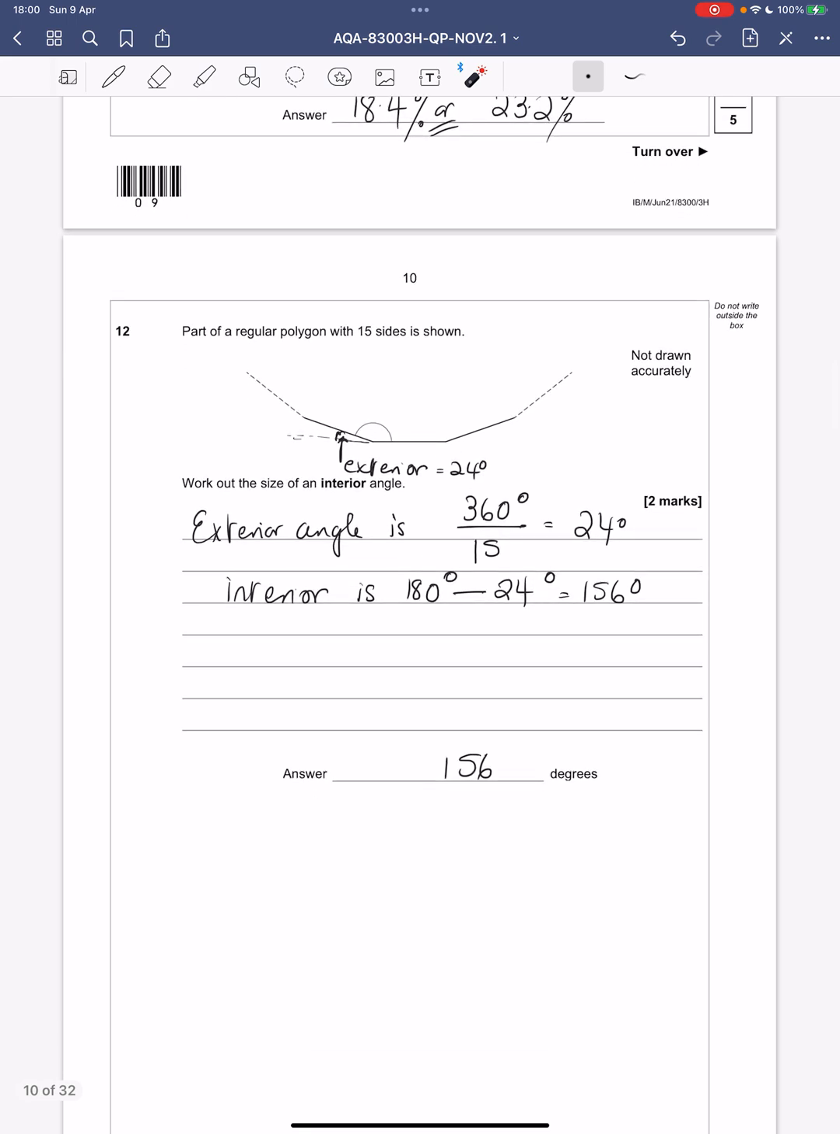Number 12. Part of a regular polygon with 15 sides is shown. So it's got 15 sides. Work out the size of the interior angle. So we start with the exterior angle. It's always 360 divided by the number of sides, which in this case is 360 divided by 15, which is 24. Then the interior is 180, take away the exterior, in this case 24, which is 156 degrees.